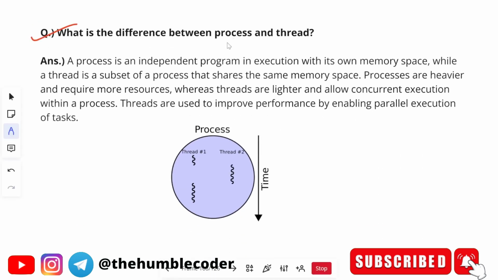What is the difference between process and thread? So some question on operating systems again. Let's see the answer for this one. A process is an independent program in execution with its own memory space, while a thread is a subset of a process that shares the same memory space.